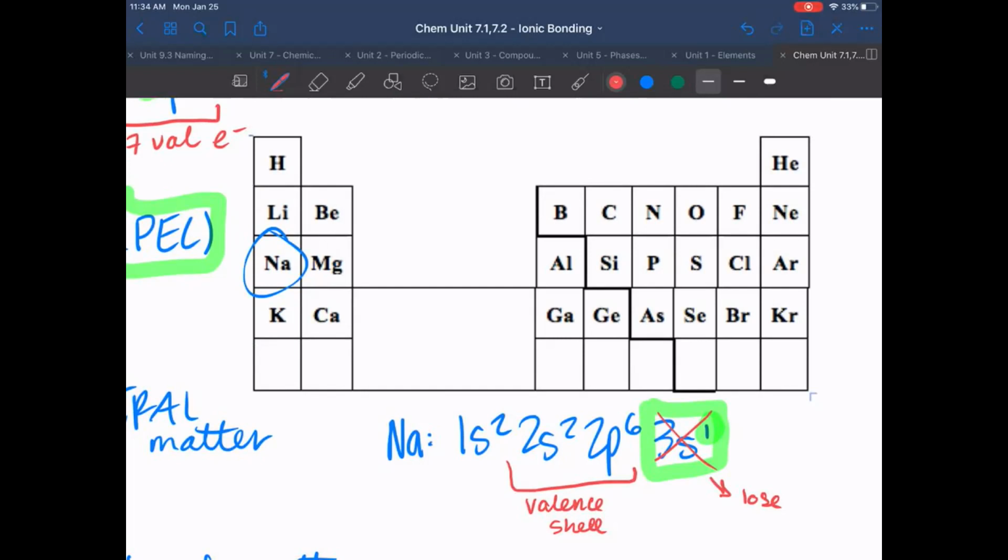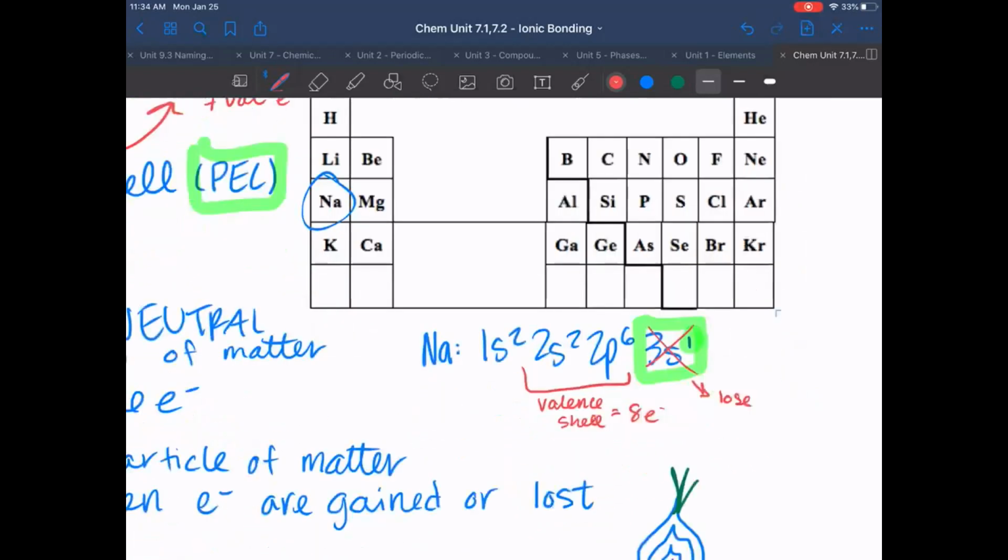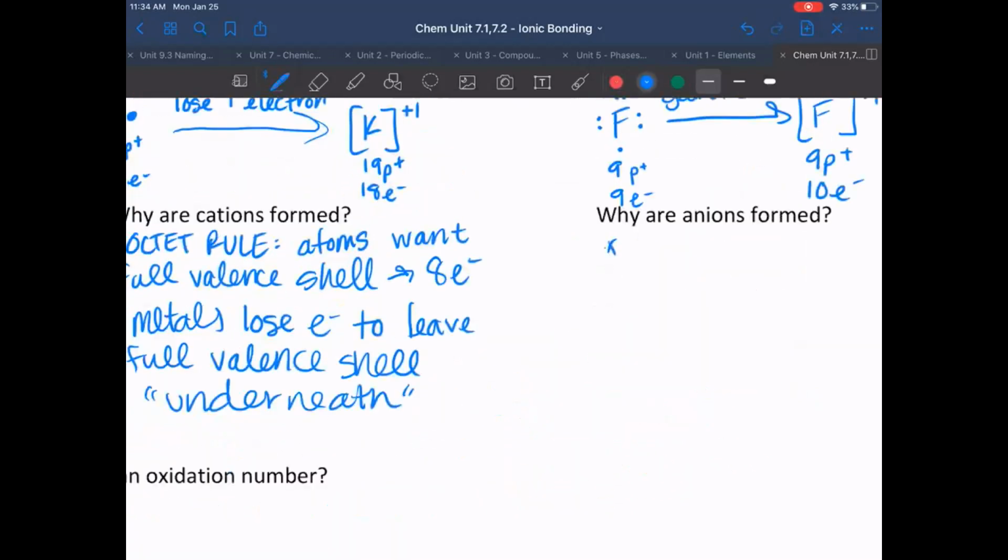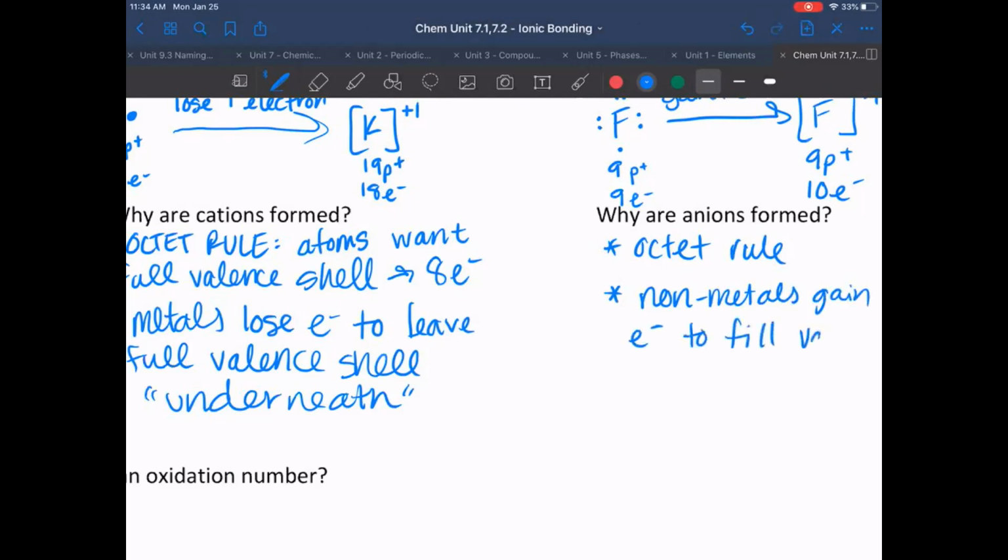So I'm just drawing some connections here. What I mean by full valence shell is equal to 8 electrons. So this happens with metals. They like to lose electrons to get there. With anions, again, we're going for the octet rule, but they get it a little differently. Nonmetals gain electrons to fill their valence shell to 8.